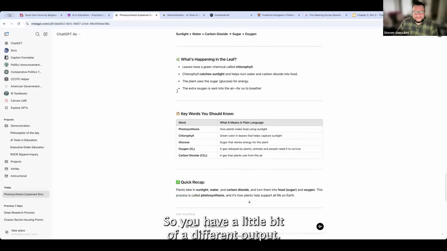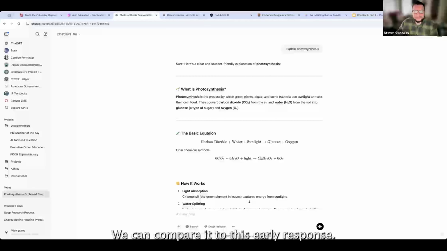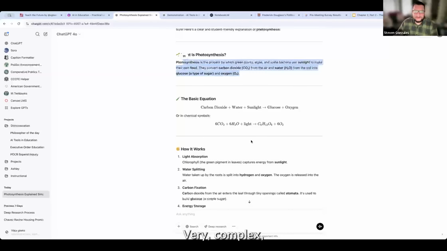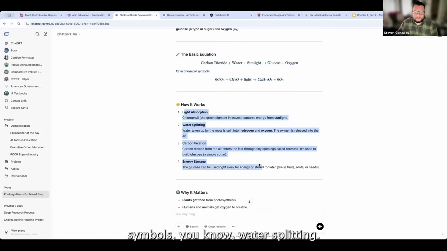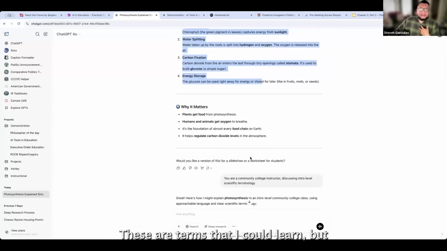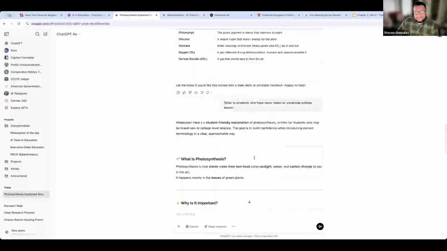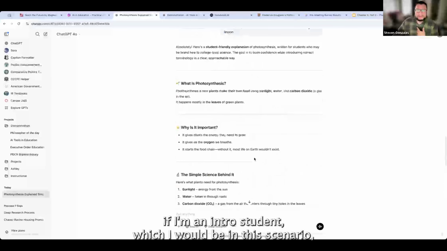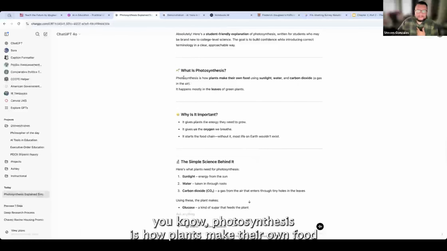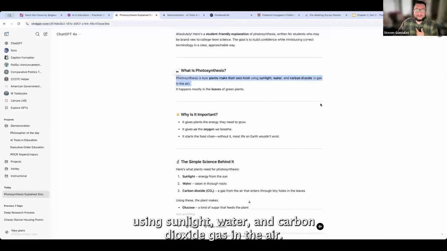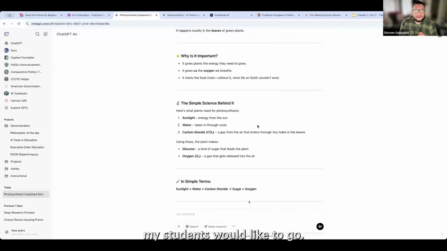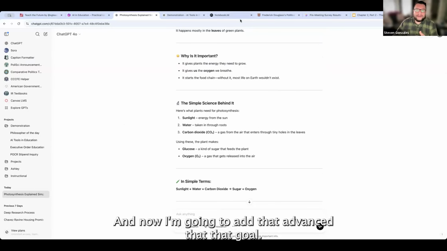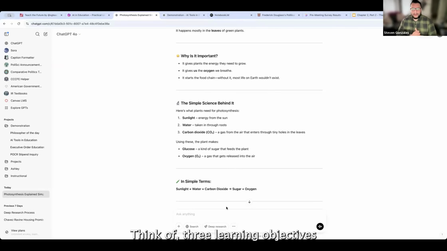So you have a little bit of a different output. We can compare it to this early response, with very complex symbols and water splitting. These are terms that I could learn, but if I'm an intro student, which I would be in this scenario, photosynthesis is how plants make their own food using sunlight, water, and carbon dioxide, a gas in the air. I understand that. It's helping me think about the ways my students would like to go. And now I'm going to add that advance that goal.